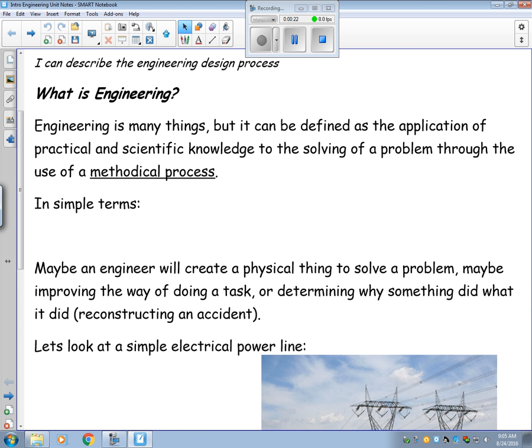It's many things to many people, but basically we can define it as the application of practical and scientific knowledge to solve problems through the use of a methodical process. In simple terms, it's problem solving. So what an engineer would do, they would look at the world, they would find something that needs fixed or something that can be improved, and then they would try to solve that problem. They would try to find a way of maybe fixing it or just improving something.